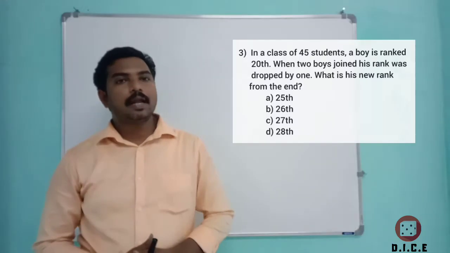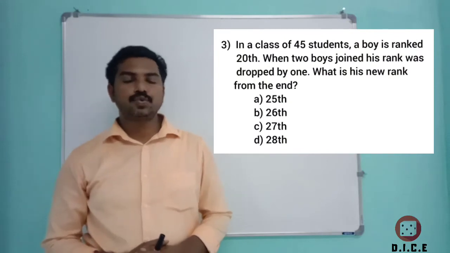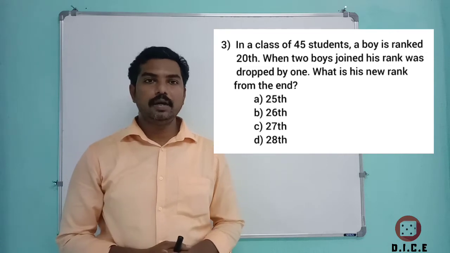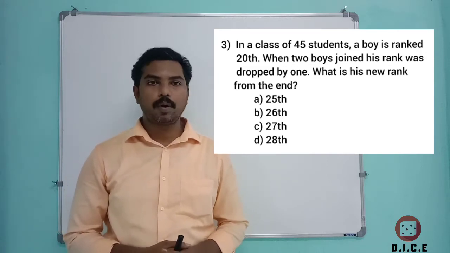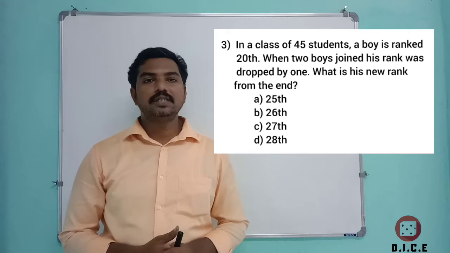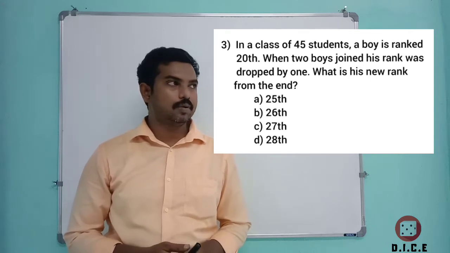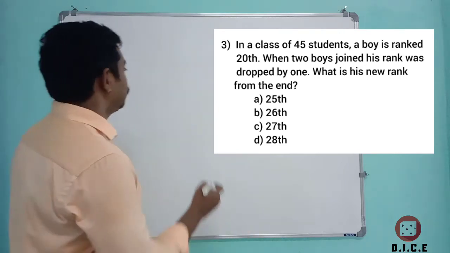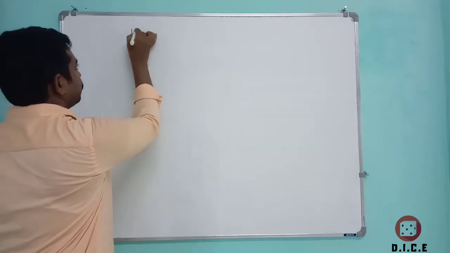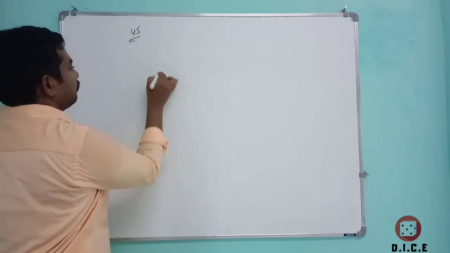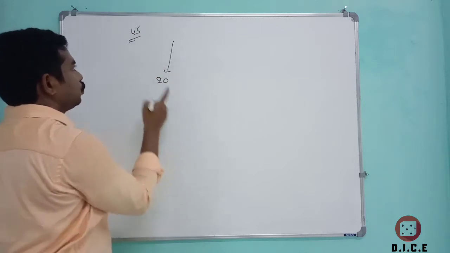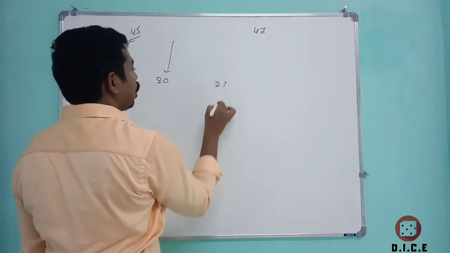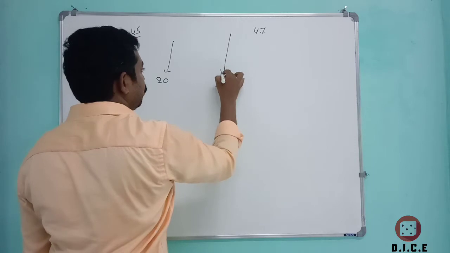If you see the next question, in a class of 45 students, a boy's rank is 20th from the starting. If two boys join, his rank dropped by 1. Now he is asking what is his rank from the bottom. That is the question. His rank dropped by 1 is the most important point here. Here the total students are 45. Previously his rank is 20th from the starting, and two boys joined. Now the total students will be 47. His rank dropped by 1 means now his rank will be 21.